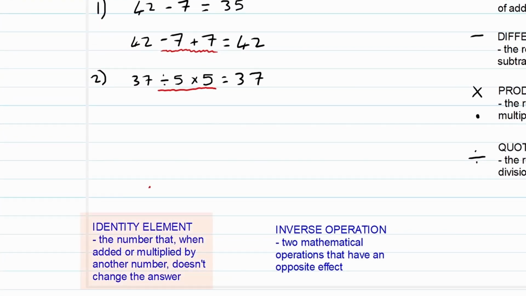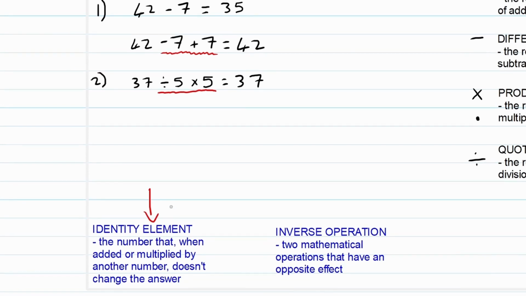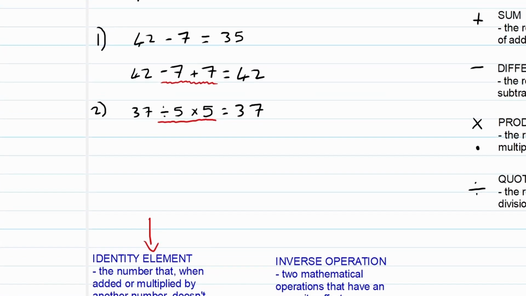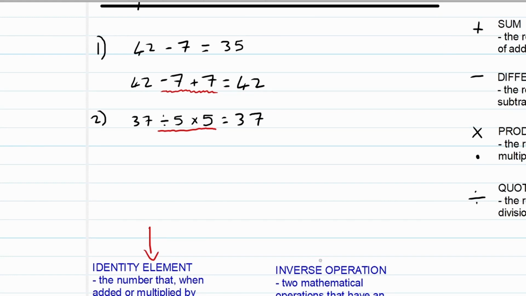Something else to take note of is an identity element. That's a number that when added or multiplied by another number doesn't change the answer. Okay, so it basically just leaves the answer as is. That's an identity element. Okay, but I'm more focused on the inverse operations because we are going to use this in calculations further in mathematics. This will be crucial in your understanding when it comes to simplification and things like that.